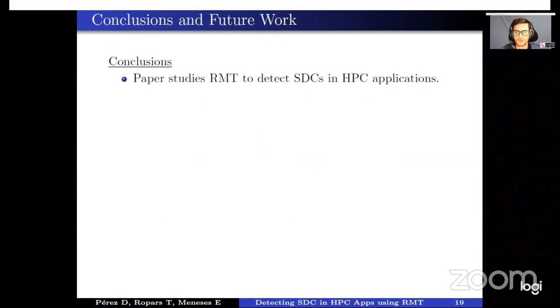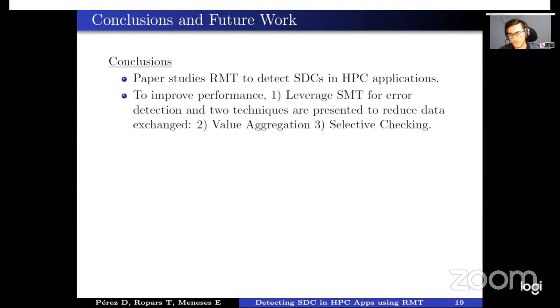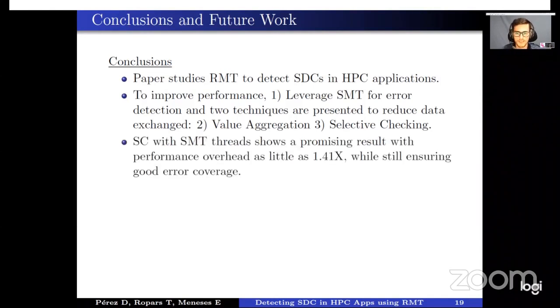Okay, so the conclusions. This paper studies redundant multithreading to detect silent data corruptions in HPC applications. In order to improve performance, the first thing is to leverage SMT for error detection. And we also propose two techniques to reduce the data exchange between the threads: value aggregation and selective checking. We show that selective checking using simultaneous multithreading threads has a promising result with performance overhead as little as 1.41 times, while still ensuring a good error coverage.